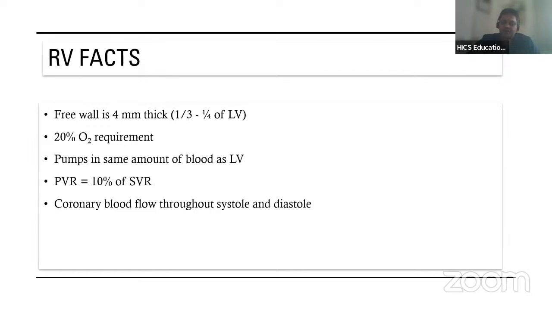The pulmonary vascular resistance is probably 10% of the systemic vascular resistance. So the pulmonary circulation and the right heart are not used to higher resistances, and they cannot work under too much stress. The right ventricle also has a peculiar characteristic of deriving its blood flow through both systole and diastole. Therefore, when there is pulmonary hypertension, the right ventricular systolic pressure has a bearing on how much perfusion it gets. If the right ventricular systolic pressure is more than the mean arterial pressure, the perfusion of the right ventricle falls and you have right ventricular ischemia.